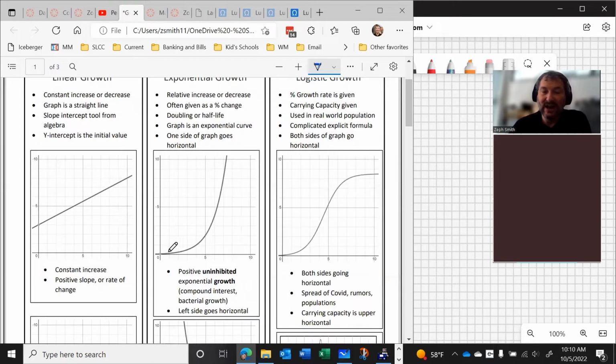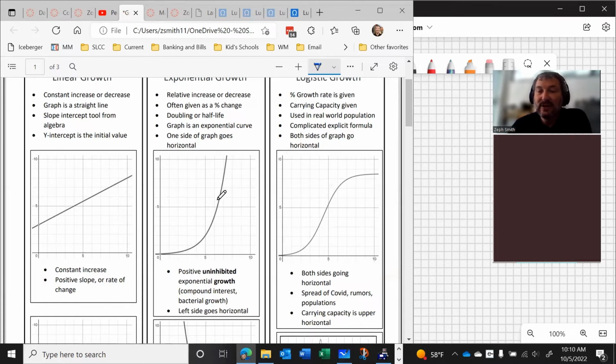Now we notice this uninhibited growth just continues to skyrocket up. There's no limitation to how fast this goes. And we can see this some in society. In finances, there is no limit to how many zeros a computer can add to your bank account, depending on how much money you have. It just keeps growing.